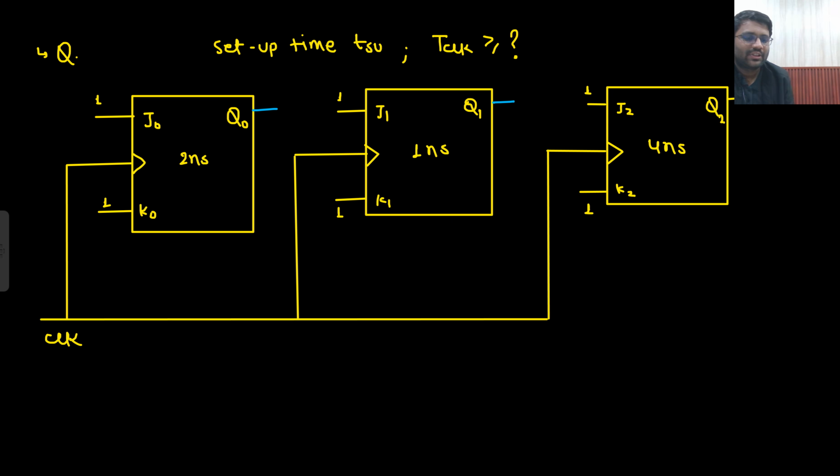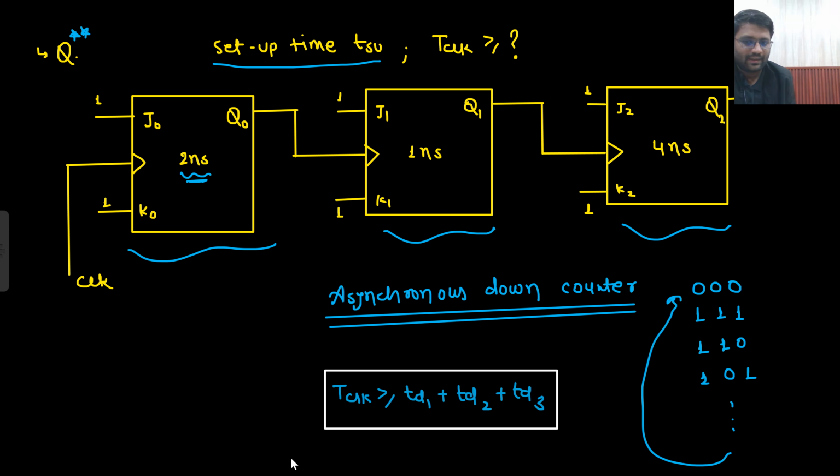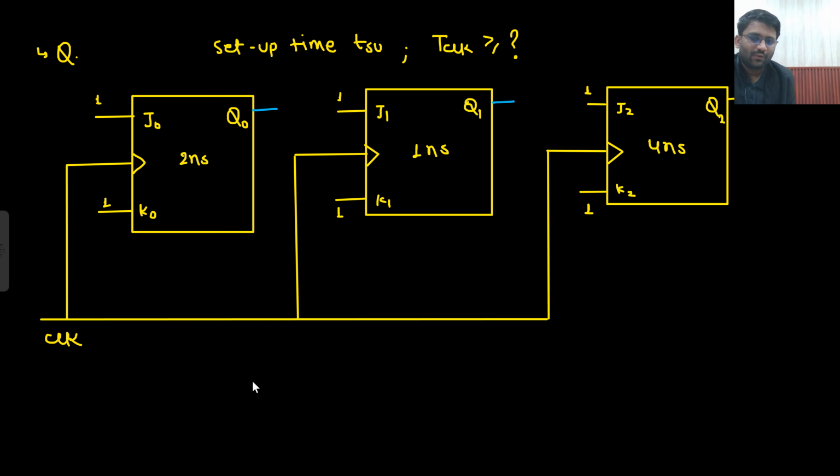So this is the difference between synchronous and asynchronous. Usually people remember it that if the question is coming on asynchronous, just add up all the delays. T clock should be greater than or equal to the addition of all of them, TD1 plus TD2 plus TD3, in case of asynchronous. But in case of synchronous, people will say the t clock should be greater than or equal to the maximum of TD1, TD2 and TD3. Eventually you can remember it, but now you have got the reasoning as well.